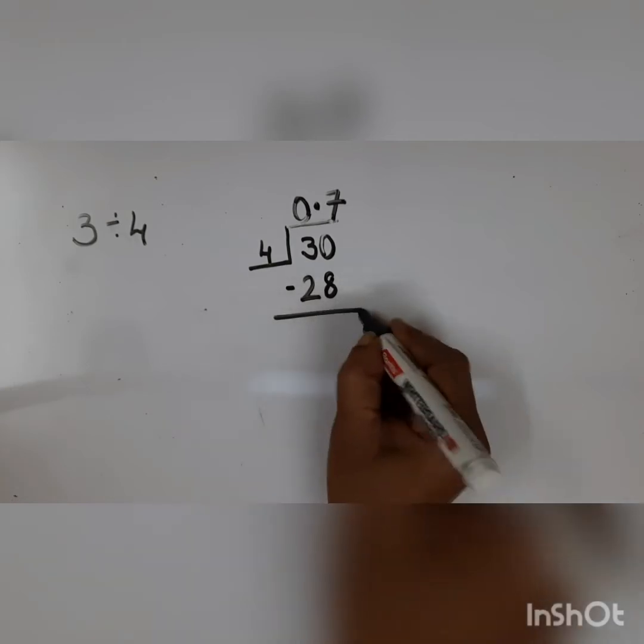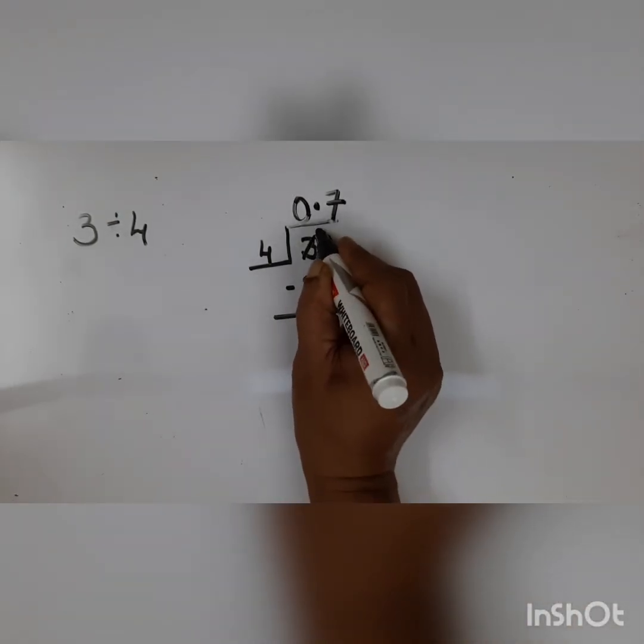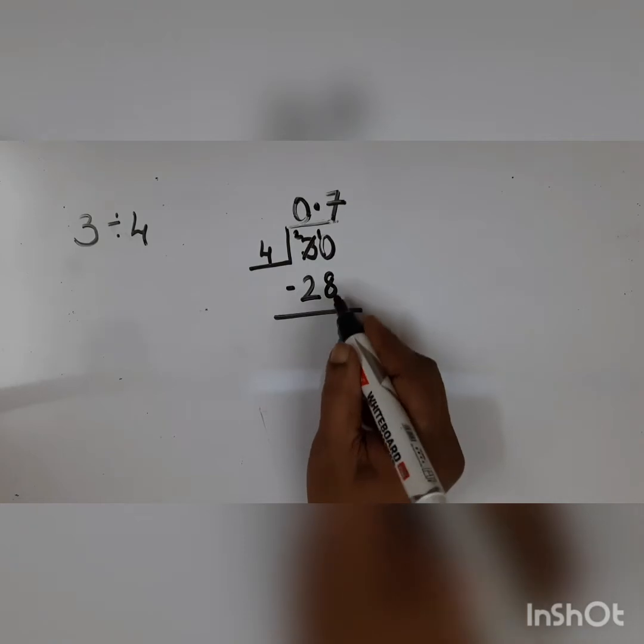So then you subtract this. Now children, this carry over. Okay, and this will be 2. So this will be 2.